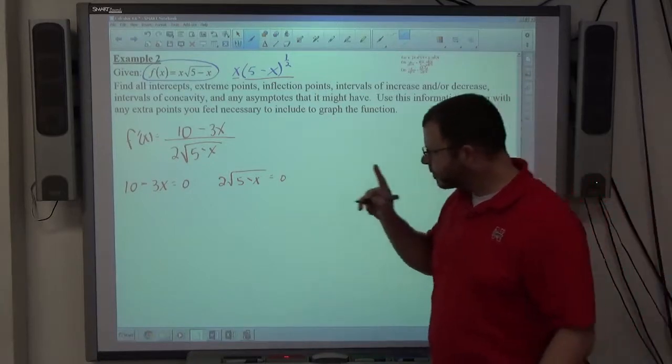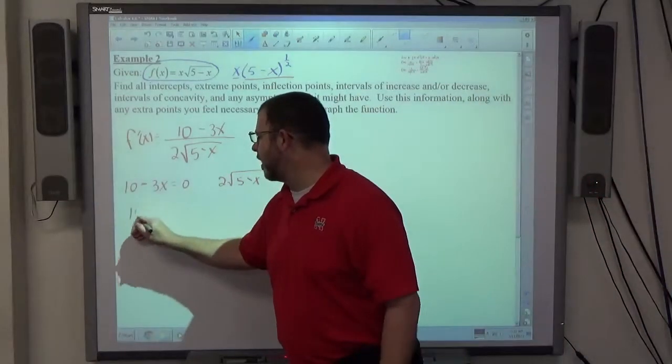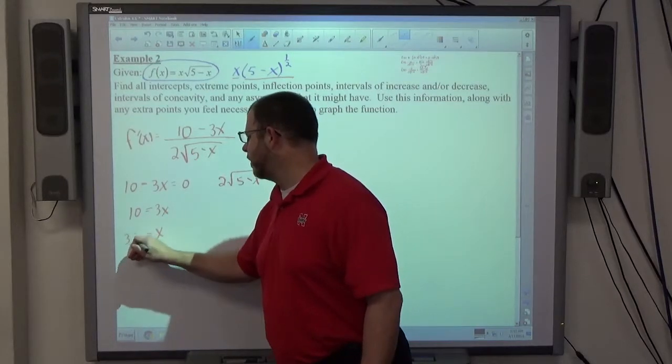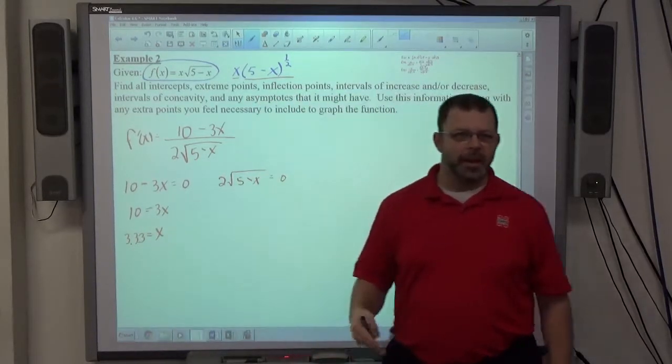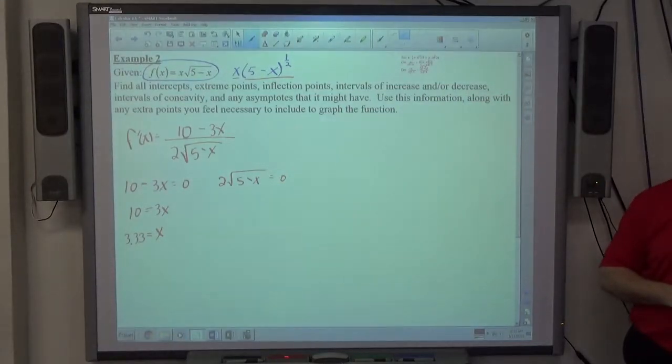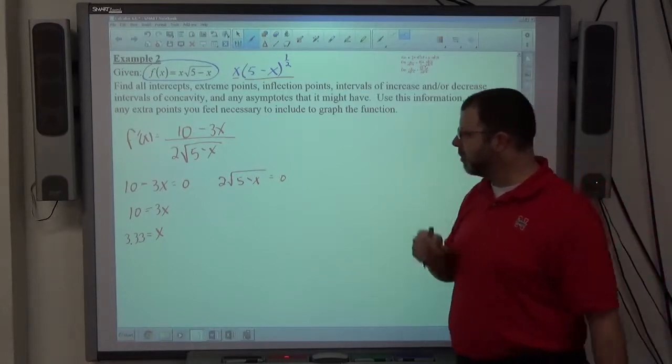So to solve this, I'm going to move the 3x over to the right, divide by 3, and I get 3.33. 10/3 is exactly right, but we're graphing, so a couple decimal places is perfectly sufficient on these. 3.33 is a critical number.